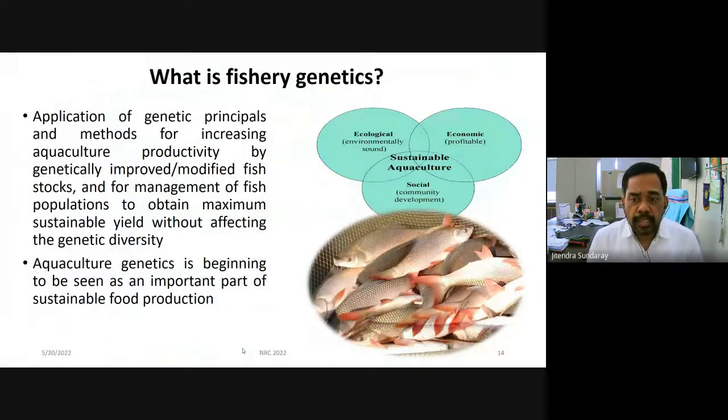Again, why is genetics important in fisheries? Since we have been talking about sustainability, fisheries and aquaculture can be ecological, environmentally sound, profitable, and socially community acceptable. So this is what we call sustainable aquaculture compared to other industries.